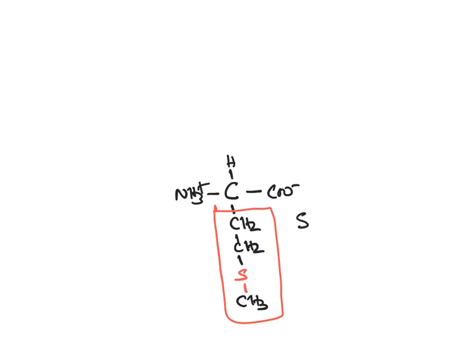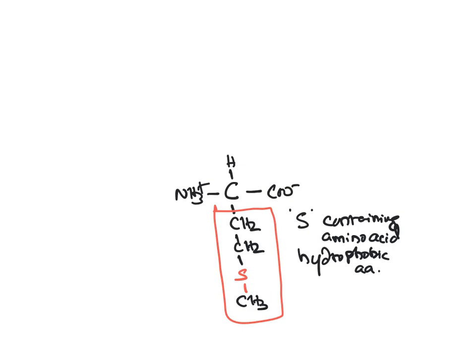So methionine is a sulfur-containing amino acid. Also note that the methionine sulfur is not free to interact with any other amino acid or any other molecule. So sulfur is not free, and it doesn't interact with water. That's why it is a hydrophobic amino acid. So methionine is a hydrophobic amino acid. What is the importance of methionine in our body?